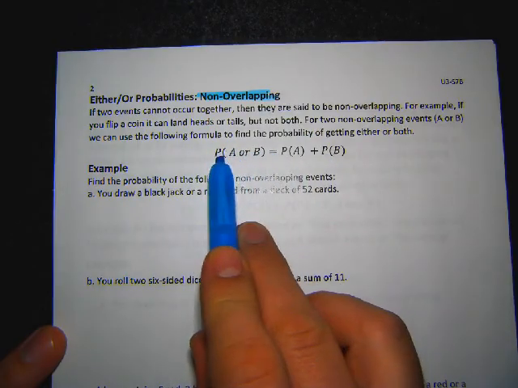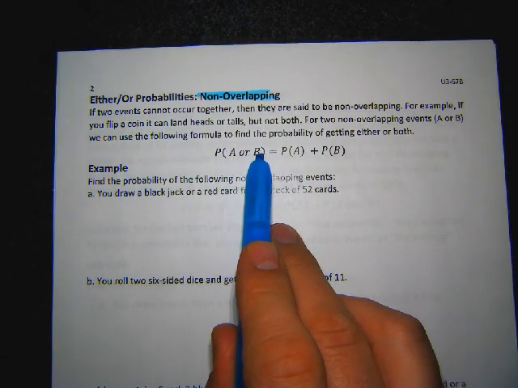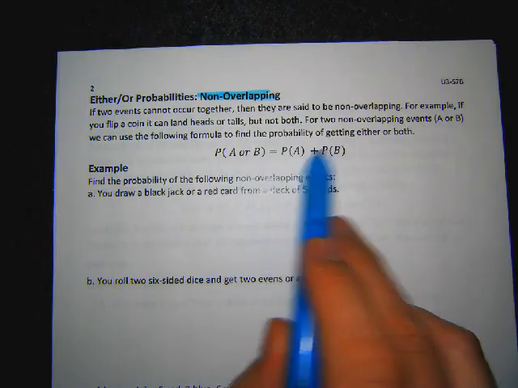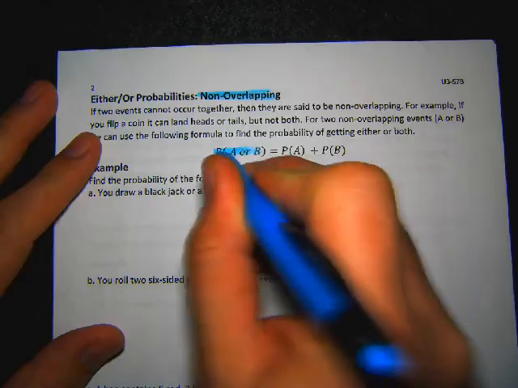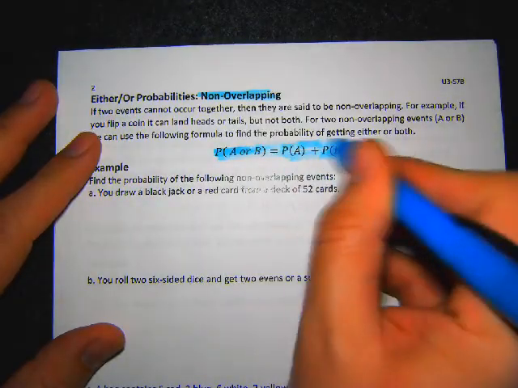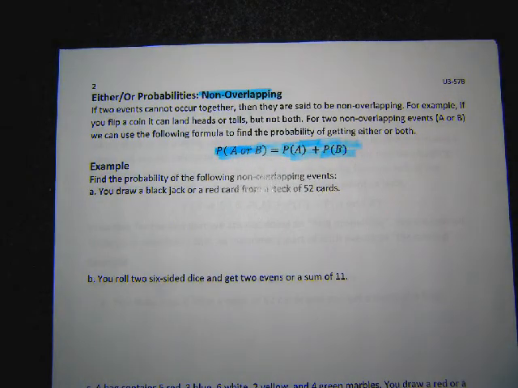To find the probability of this or this, and this is non-overlapping, find the probability of the first one, the probability of the second one, and you just add them together. So when you want to find the probability of or, you just add things together. We start with and, we multiply; with or, you end up adding things together. You just find the probability of each part and add them up.